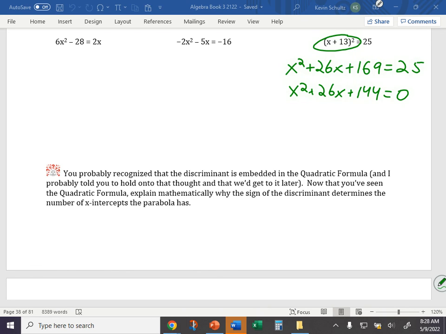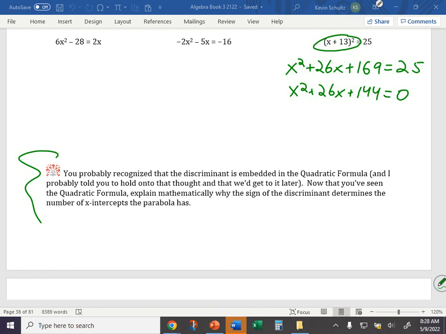You do have homework. How much time do you have to work? You have 2 minutes, maybe 2.5, to work on your assignment. The rest of the page. We answered this one. You probably recognize the discriminant is embedded in the quadratic formula. We'll get to it later.